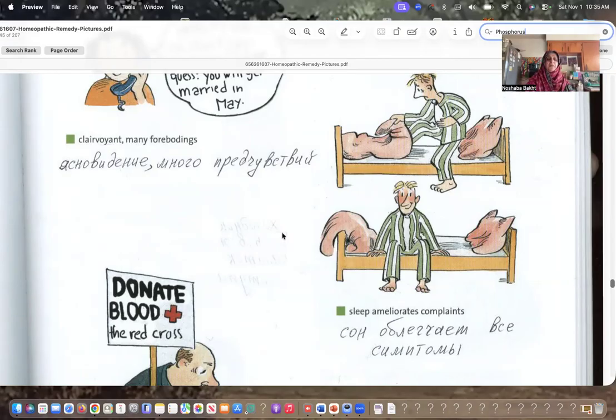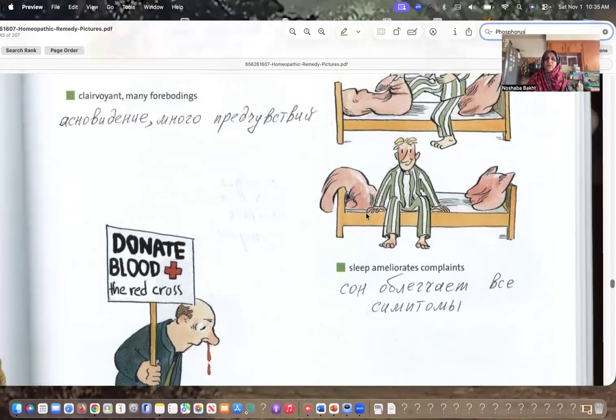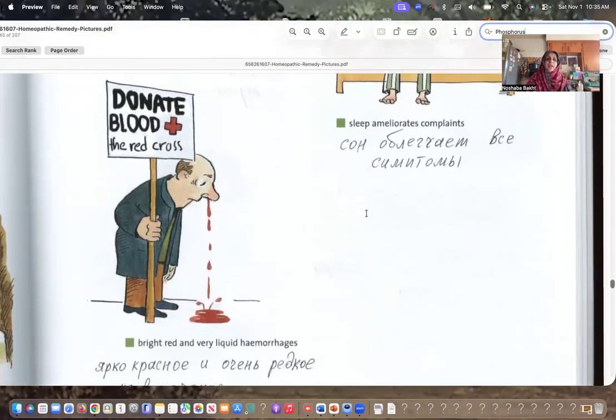You'll see some people, they don't feel good after they sleep, but these people, they feel good after the sleep. They feel very good. This remedy in acute cases is given when somebody is bleeding a lot. There is very profuse hemorrhage, and blood is very red and liquidy.